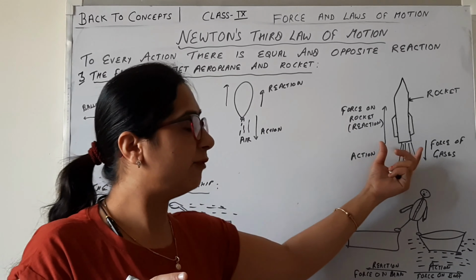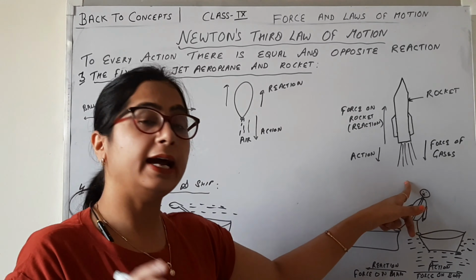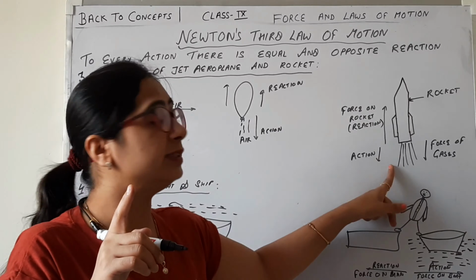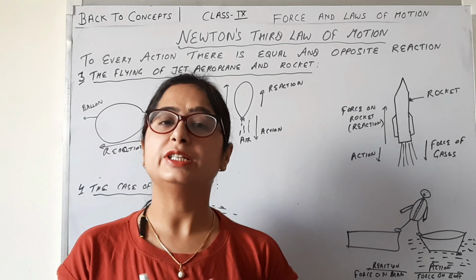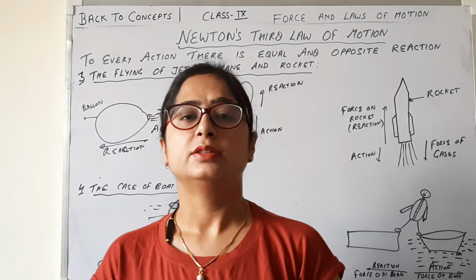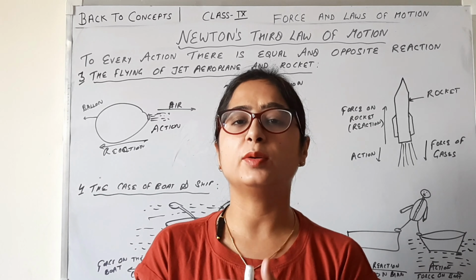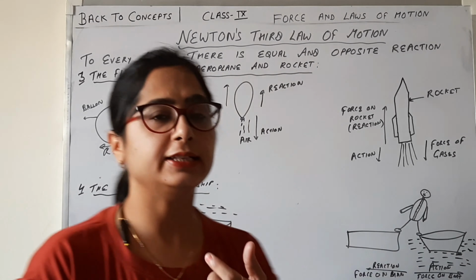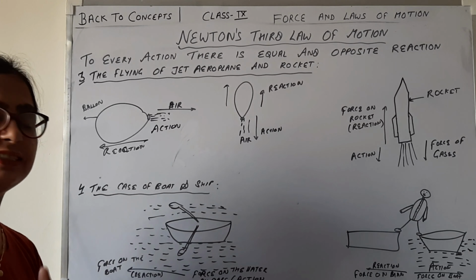So this is the force of gases in the downward direction, and this is the action. And what's the reaction? The rocket moves in the forward direction. So this is the result of the action, and we get the reaction. That's what Newton's law says: to every action there is an equal and opposite reaction. So let's do the next example, the case of the boat and the ship.